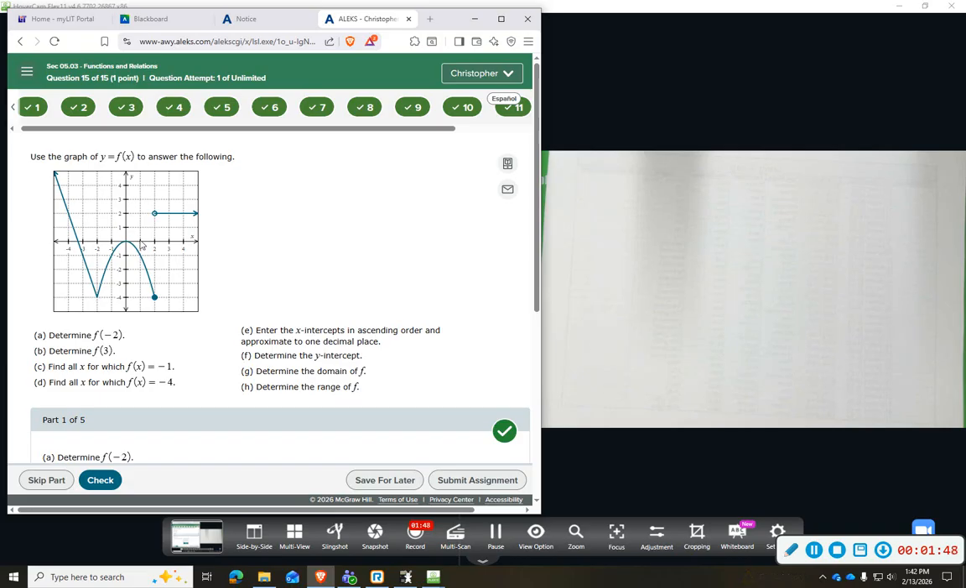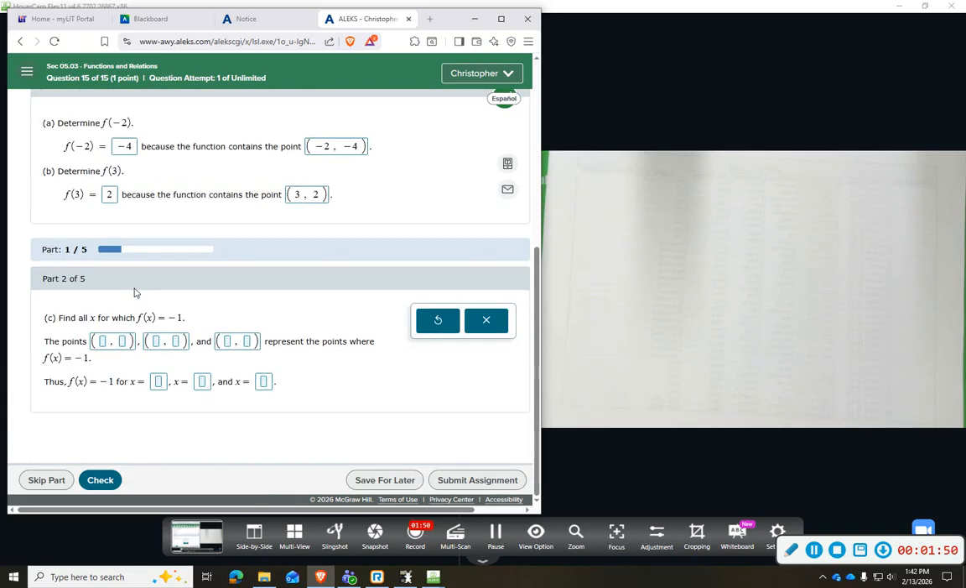-3, -1, +1. Okay, so those values or ordered pairs are -3, -1. X goes first. -1, -1. And then +1, -1. And then it says, thus, f of x or y equals -1 when x is -3, -1, and +1. Just reiterating what we just labeled.